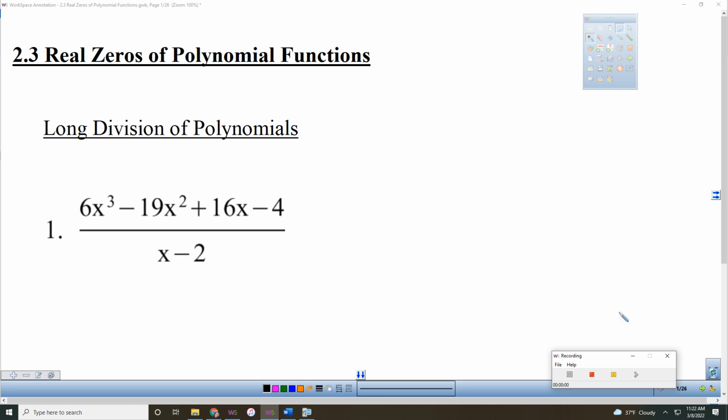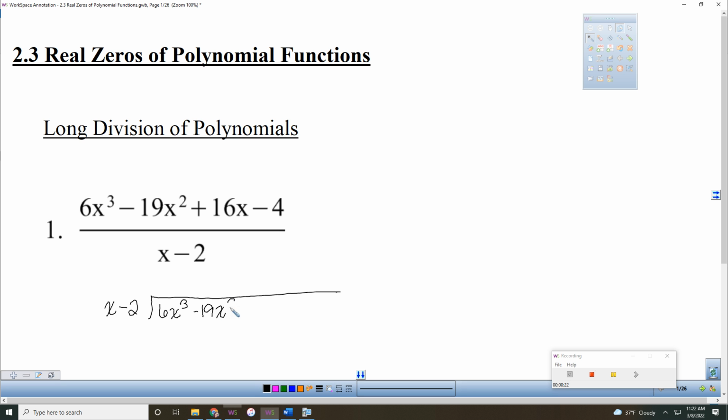Alright, so let's talk about real zeros of polynomials. First we're going to talk about long division of polynomials. When we do long division of polynomials, what we're dividing by will be on the outside, just like when you do regular long division. And then what you are dividing will go underneath.